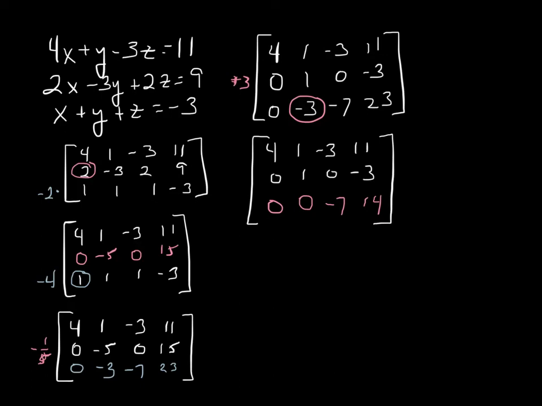Okay, we've got our 3 zeros. We just need leading ones. So let's multiply the top row by 1/4 and the third row by negative 1/7. And we get 1, 1/4, negative 3/4, and 11/4. This stays the same. And then the third row, we've got 0, 0, 1, negative 2.